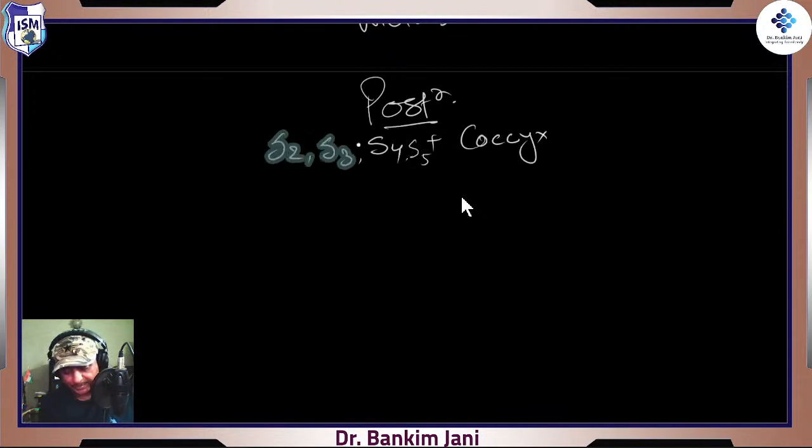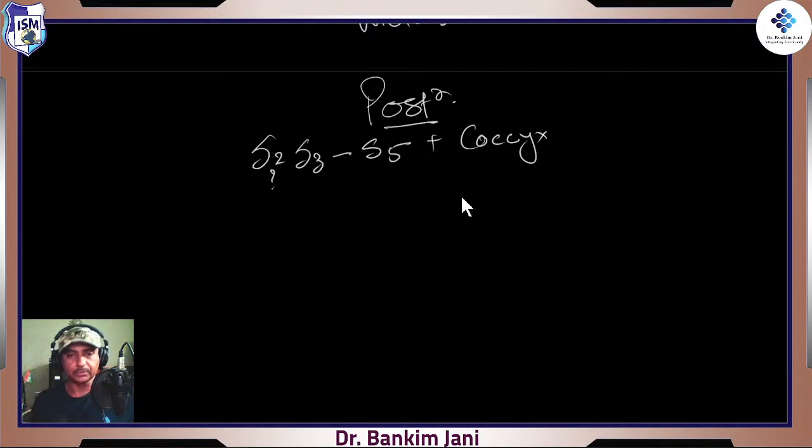Let me write it again a bit properly. So S2, which is questionable, sometimes there is a variation, but otherwise S3 to S5 is definite in the coccyx. So that's how it is posterior range. Then we saw one more thing, and that was the anococcygeal ligament, right?